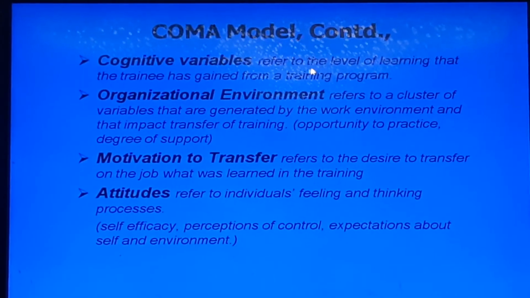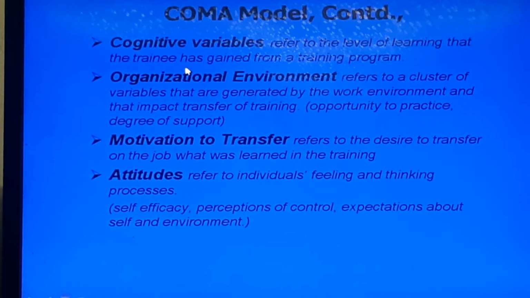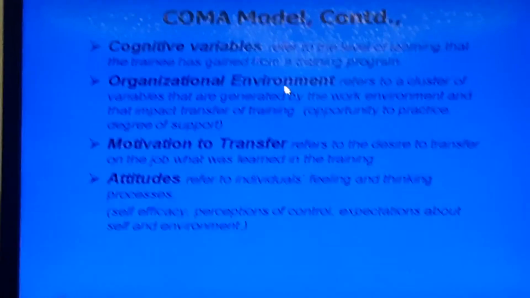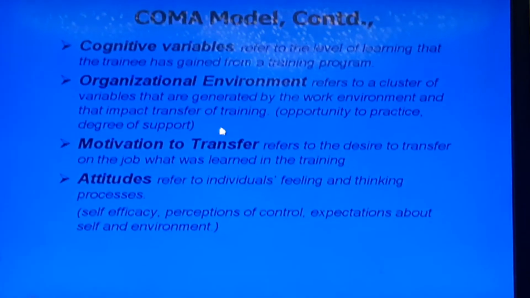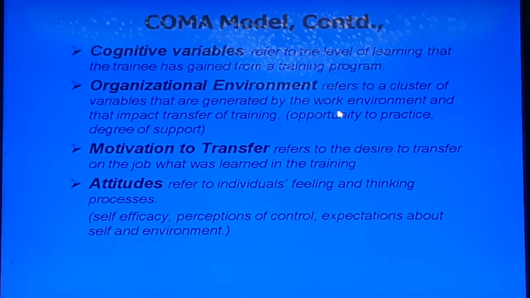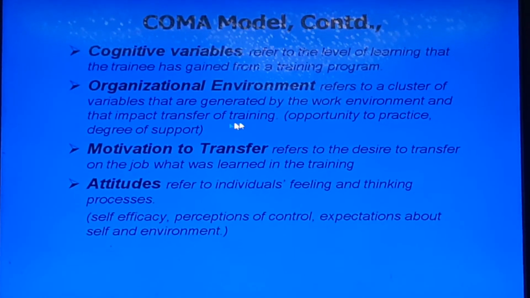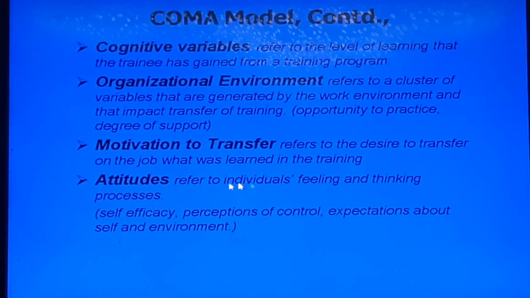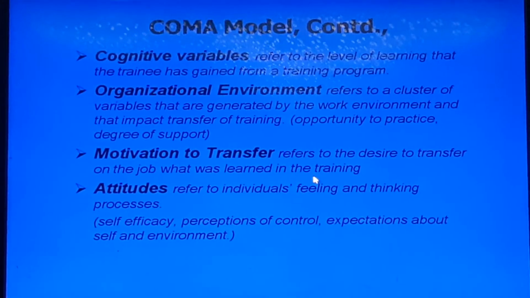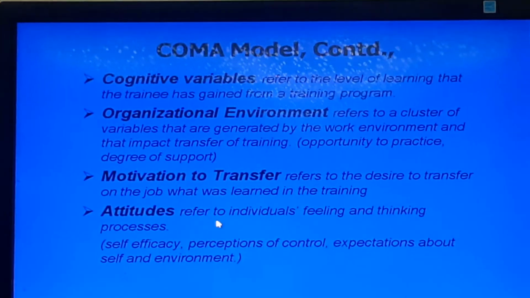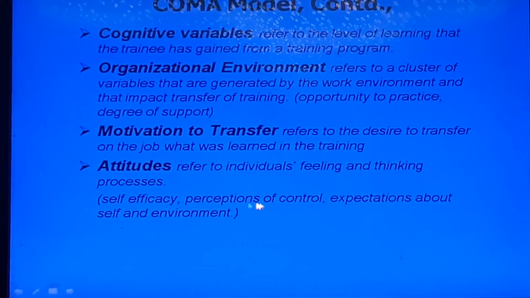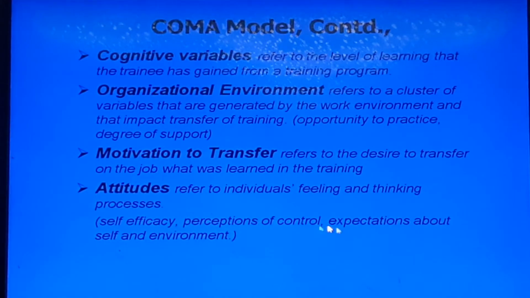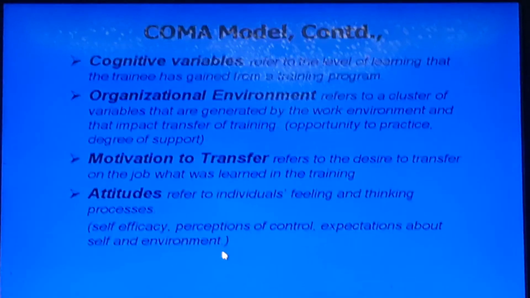Cognitive variables refer to the level of learning that the trainee has gained from a training program. Organizational environment refers to a cluster of variables that are generated by the work environment and that impact transfer of training. Motivation to transfer refers to the desire to transfer on the job what was learned in the training. And attitudes refer to individuals' feeling and thinking processes.